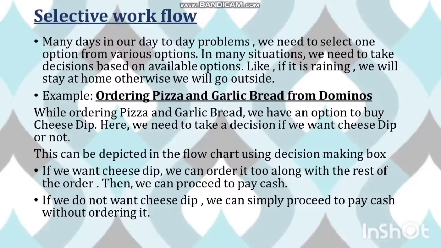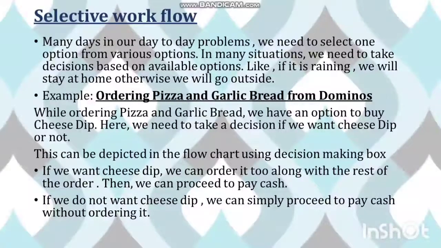Like if it is raining, we will stay at home, otherwise we will go outside. So let's just take an example of ordering pizza and garlic bread from Domino's. I've just taken an example. You can take any other dish examples, and then you can try this out, draw a flowchart and practice also.